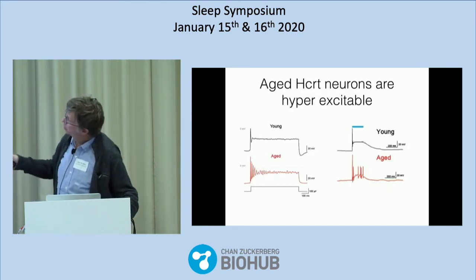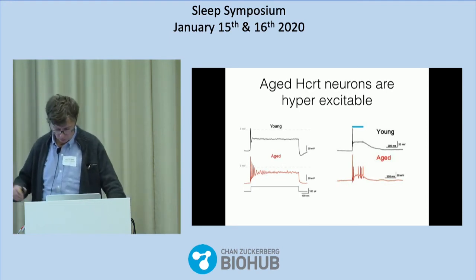And the response to a single stimulation was very different in young versus aged. You see this optogenetic stimulation of a young hypocretin neuron. You see a single action potential, whereas the same stimulation of an aged neuron shows this jittery response.